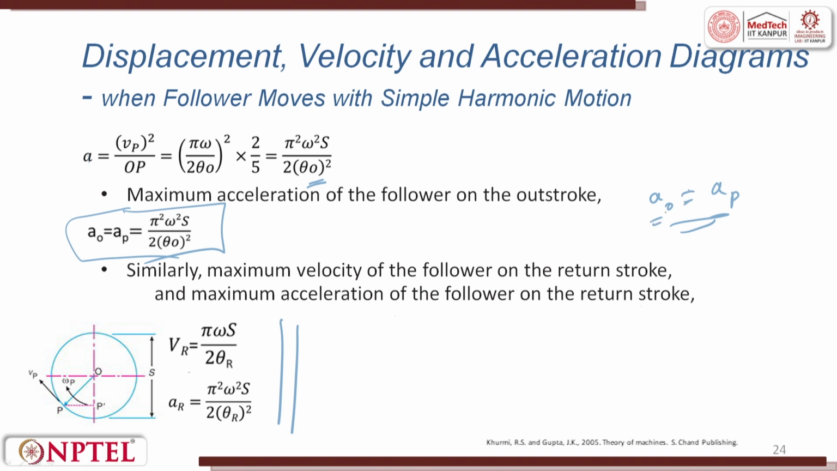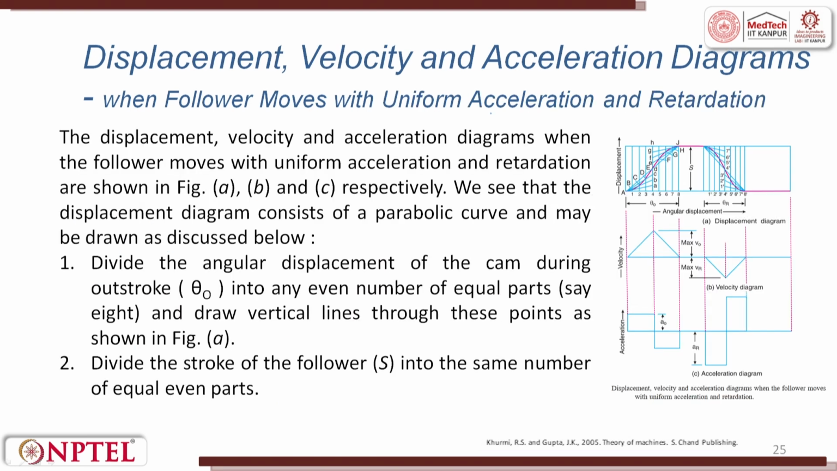So, it is acceleration, that is velocity. Here we are doing this for simple harmonic motion. We can also see how to design a follower which moves with uniform acceleration and deceleration. The displacement, velocity and acceleration diagram is shown here. This is the displacement, then we divide it into pieces A, B, C, D, E and draw lines which meet them, so we get A, B1, C2, D3 and so on.